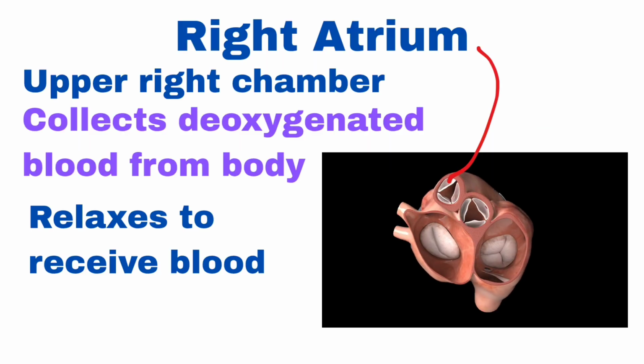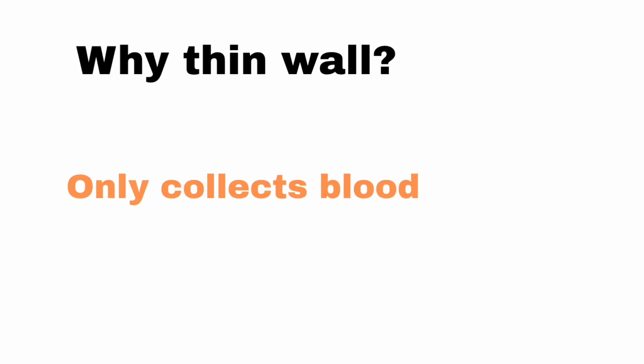The right atrium is the thin-walled upper chamber on the right side of the heart. Its job is to collect deoxygenated blood from all parts of the body, and when it relaxes, it receives this blood, and since it only collects and passes blood, its wall is thin. Which chamber collects deoxygenated blood from the body? Right atrium. And why is the wall of the right atrium thin? Because it only needs to collect and transfer blood.